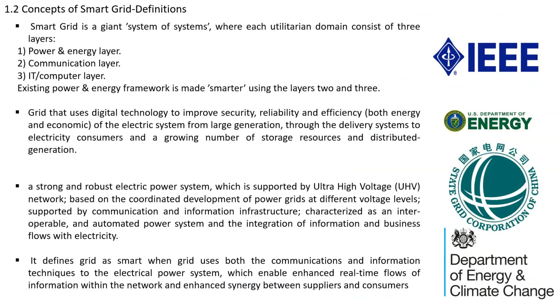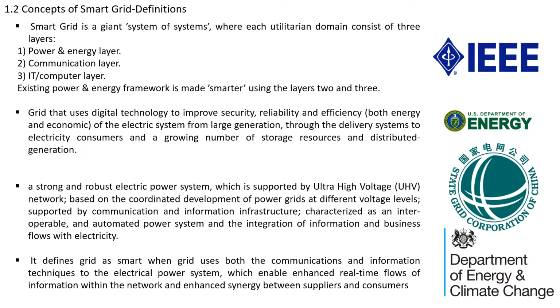Simply, smart grid is defined by various organizations. Initially, the smart grid is defined by the IEEE Society. That is, smart grid is a giant system of systems where each utilitarian domain consists of three layers. One is the power and energy layer, the second is the communication layer, and the third is the IT computer layer. So they define that the existing power energy framework is made smarter using the other two layers.